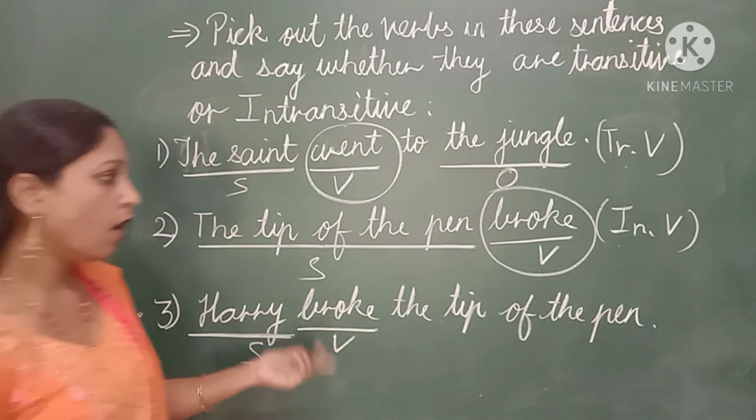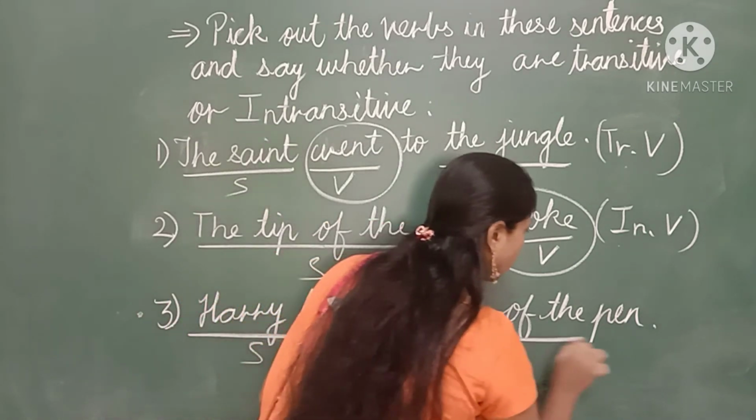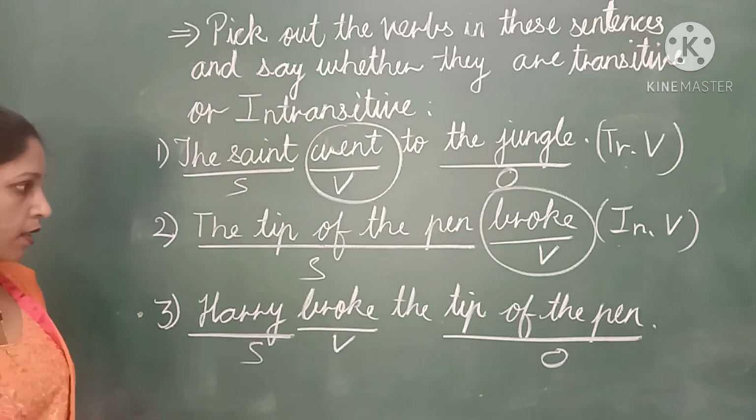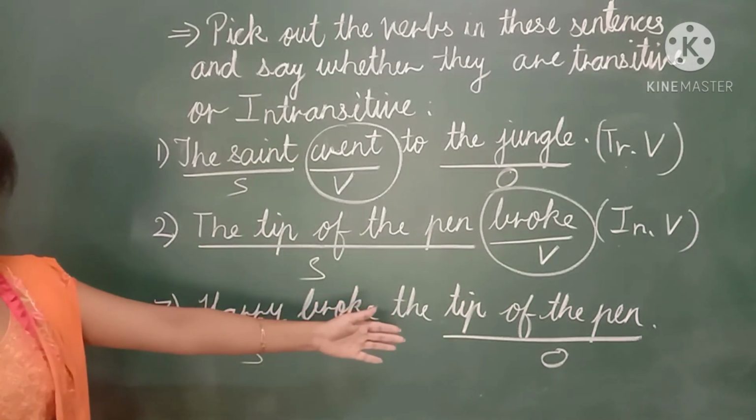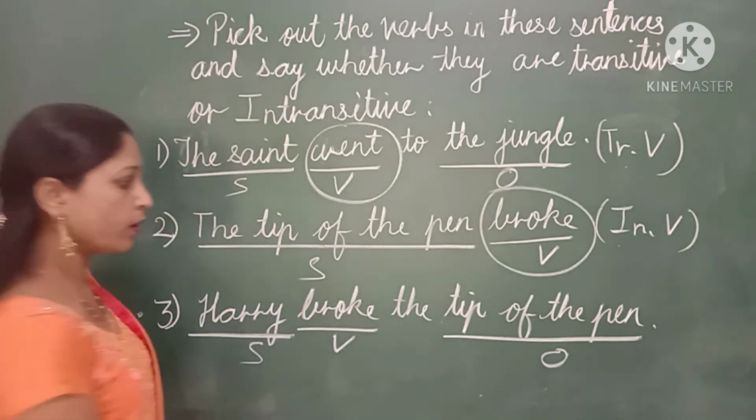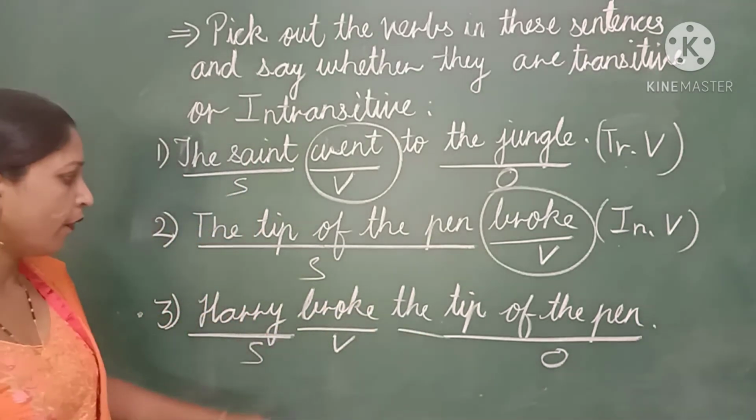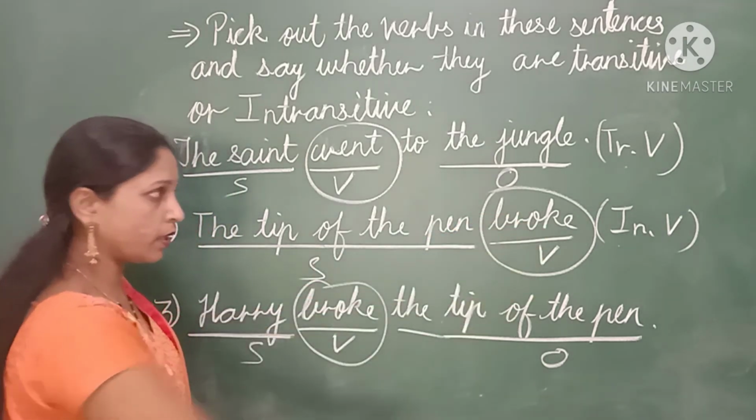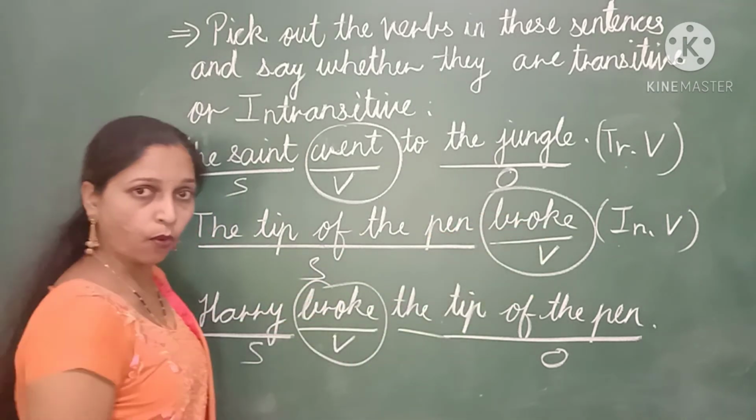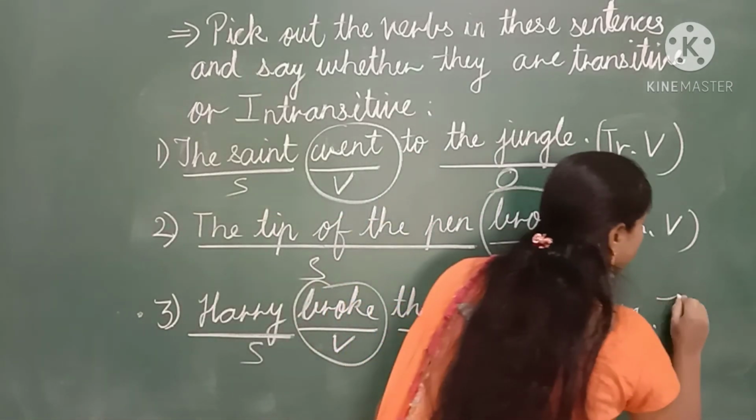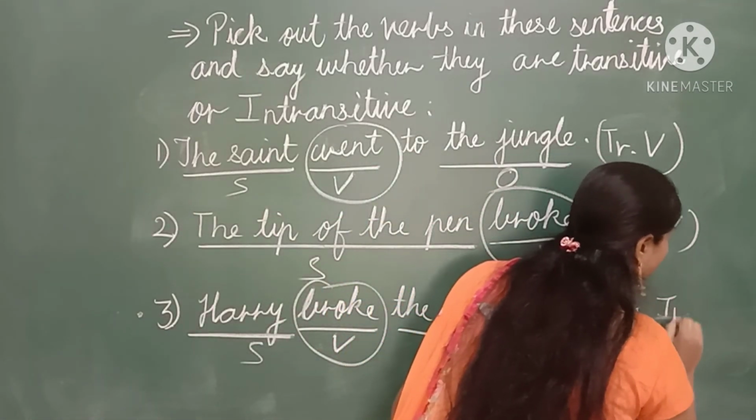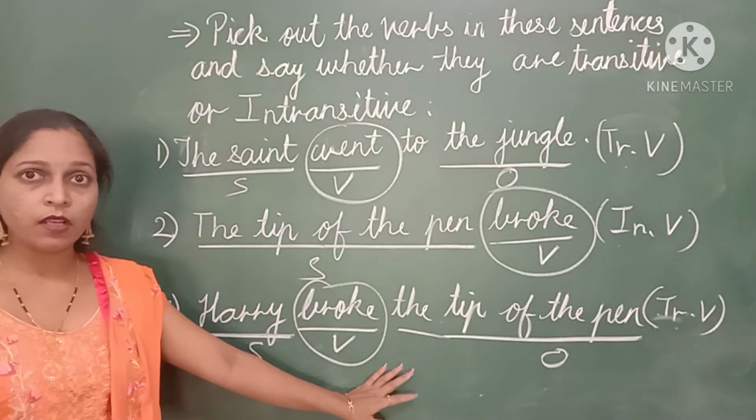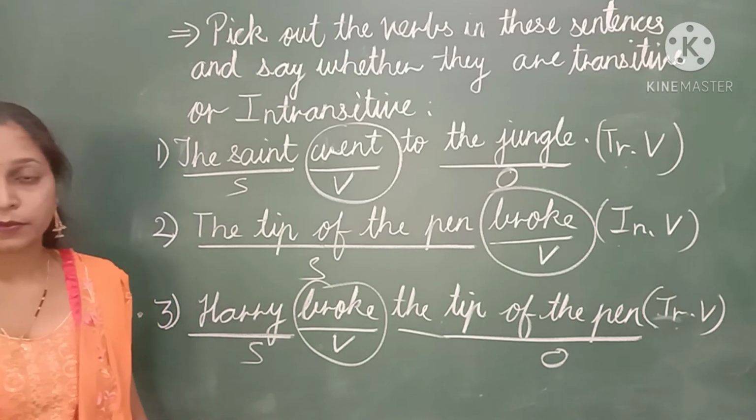Where is the action done? On the tip of the pen. So the tip of the pen is the object of the sentence. What did Harry break? The tip of the pen. Isn't it? So it is the verb. Fine. So now here broke. You saw here also it is broke but without an object, so it is intransitive. Now this broke verb is a transitive verb. Okay, it's a transitive verb. I hope this concept is clear. Let's see two more examples.